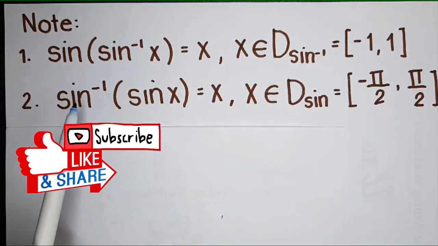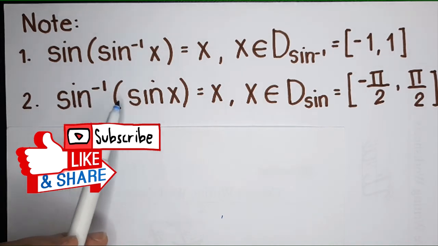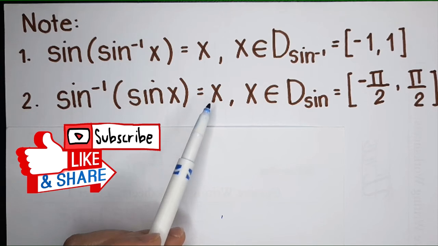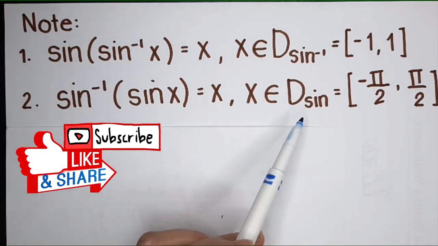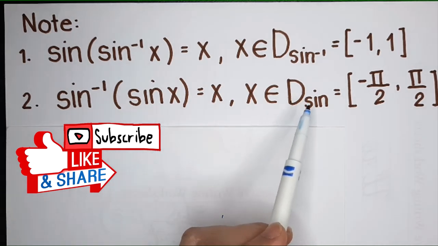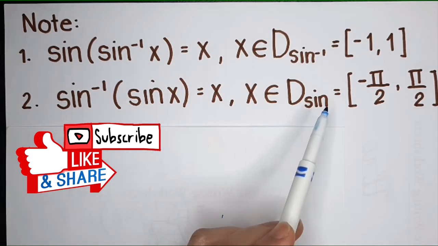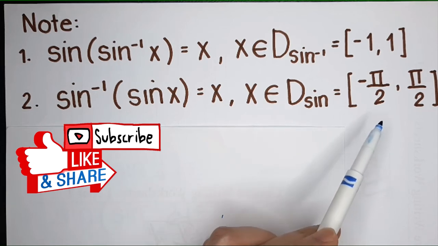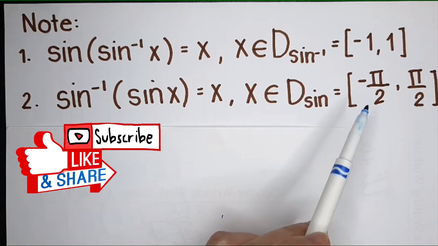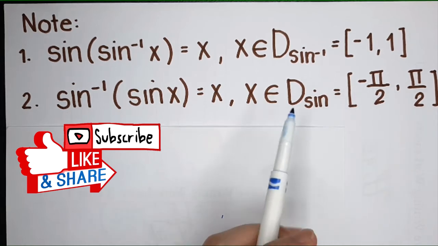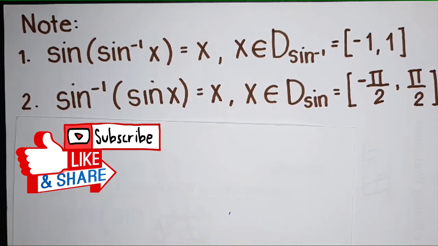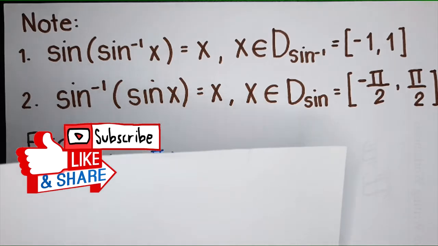Okay? Another note. The sine inverse of sine x is also equal to x. But this time, x must be in the domain of, what's the inner function? It's sine. So, it should be in the domain of sine. But what is the domain of sine? We consider here the restricted domain of sine, which is the negative pi over 2 to pi over 2. Okay?